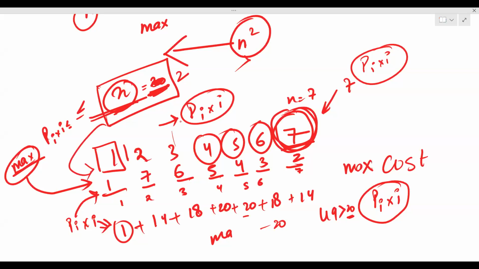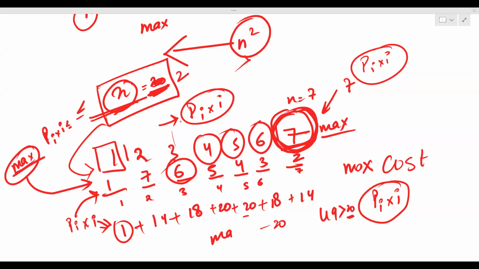Why? Because, as I'm saying, you'll always try to multiply the maximum value that you have with the maximum index that it can be multiplied with. So 7 will always be multiplied with 2, not 1. Why? Because it will give you less cost. And 7 won't be multiplied with 3. Why? Because it will give you a value more than 20. Is it clear now?